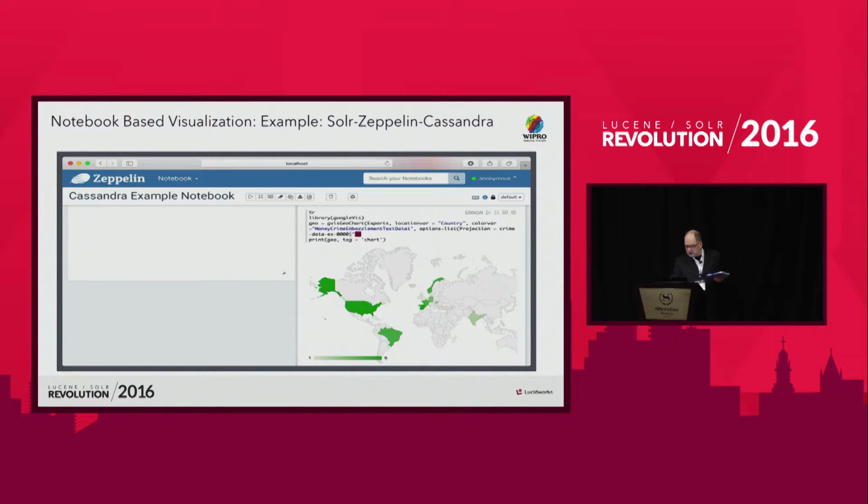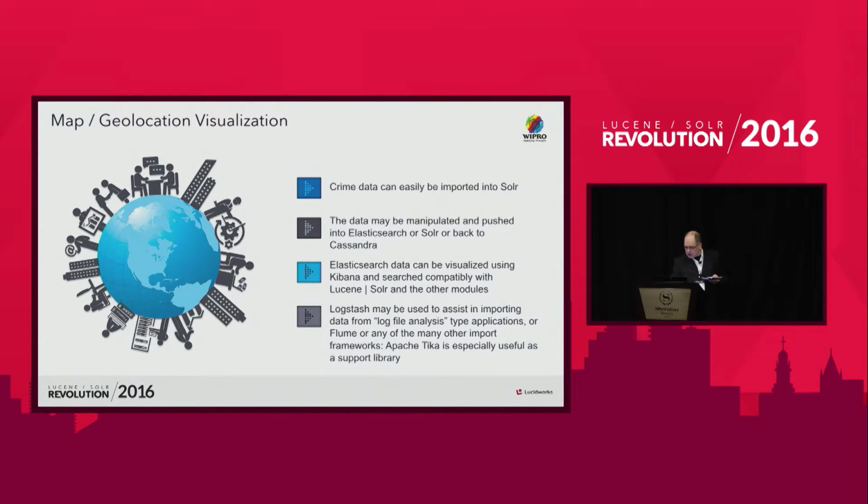Solr, Zeppelin, Cassandra together. A few conclusions from all this geolocation visualization. We found that we could readily import crime data over several years or over months or over smaller time intervals into Solr very readily. We can do an ETL process on these and push them back into Solr or into Cassandra or into our Elasticsearch module for that matter very readily.